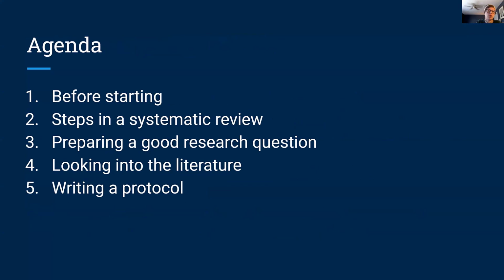So the agenda for today: we'll talk about what you should do before you even start your project, and then go through the steps in the systematic review again, just to see where we're at. Then we're going to talk about preparing a good research question that you can actually do a review project off of. Then we'll take a look at the literature, because you have to do that even initially before you do your actual literature run. Then preparing a protocol, which is an essential part of this. And at the end, there'll be time for questions. I know there is a faculty meeting today at 1, so this will definitely not go all the way till 1, just to let you know that.